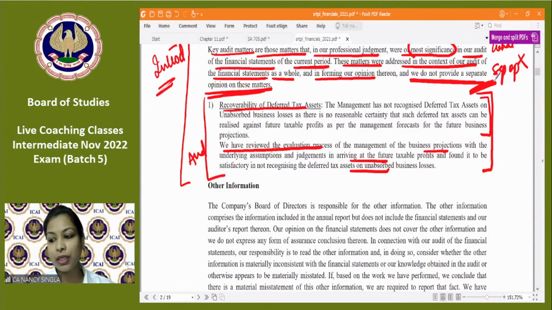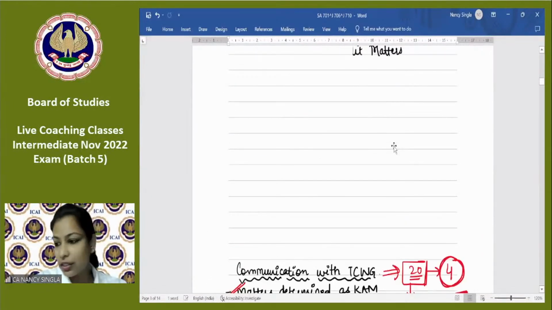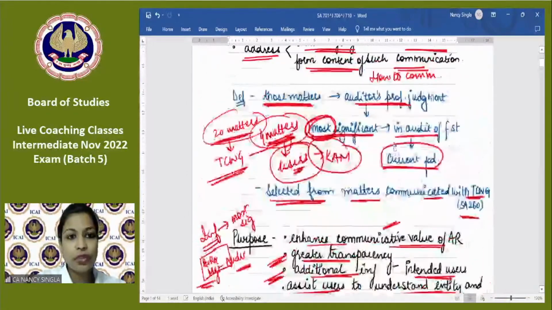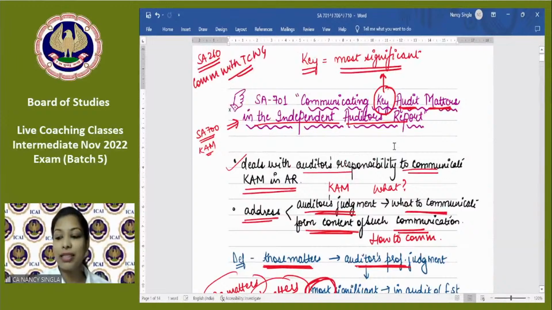Siddharth, okay. So I'll do one thing, I'll take you through the summary, and yes, I'll definitely try to use all English. Komala, okay. So let us have a look at key audit matter SA701 from my summary first, and then we will refer to the module.